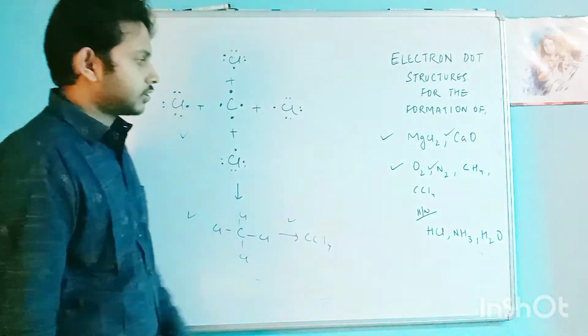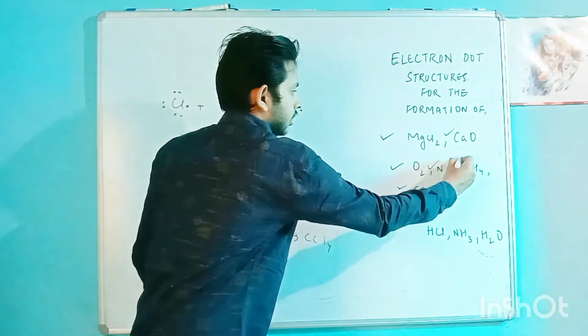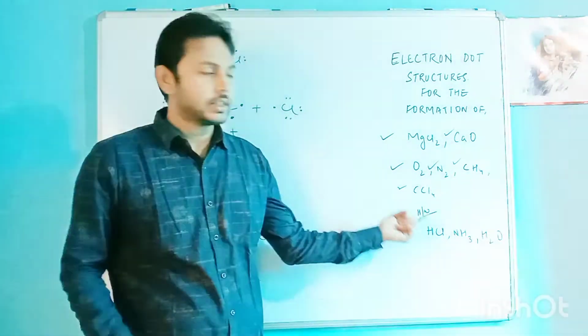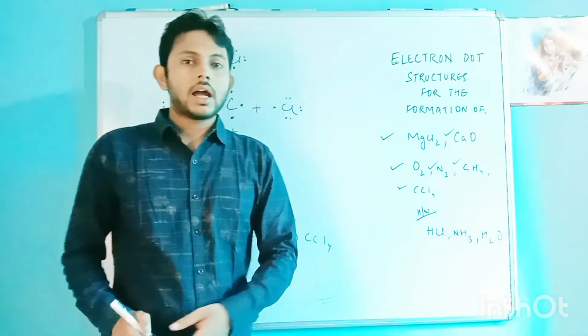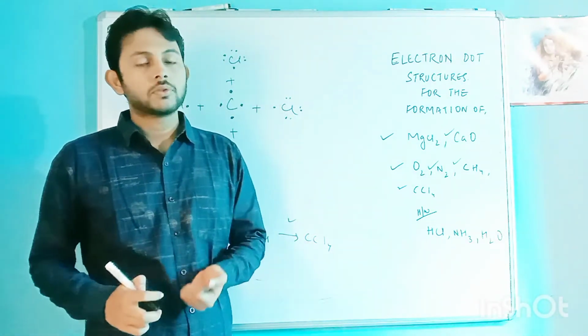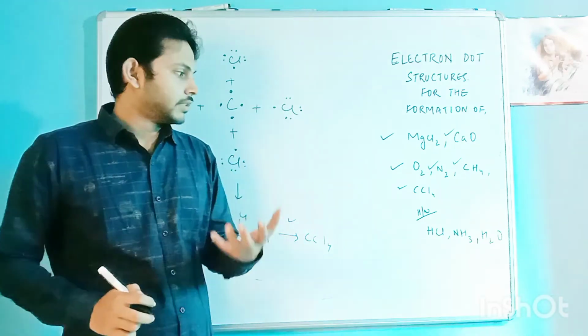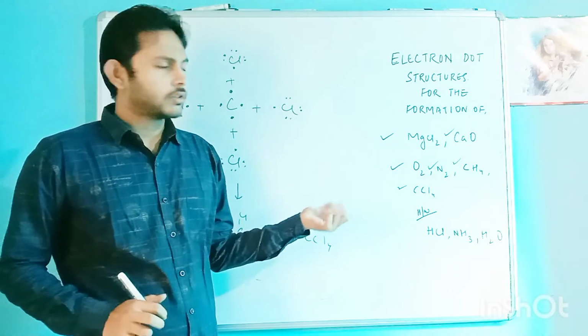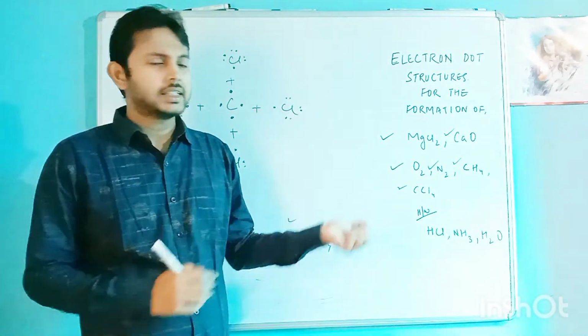Okay, so this is all for today, and in the next class you can try these examples. In the next class I will do examples of coordinate bond, which is left, and also some examples of polar covalent molecules. They are related actually.